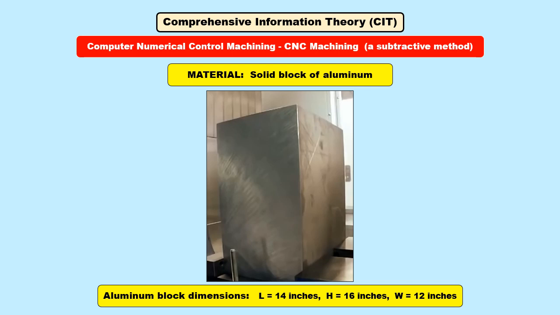CNC machining is a subtractive manufacturing method. Therefore, when the program is executed, the CNC machine removes material from the original block of material. The precise amount and location of material that's removed will be dictated by the commands in the G-code program. The entire process is accomplished in a series of stages, or passes. Following are 6 snapshots of different stages of the process for this project.